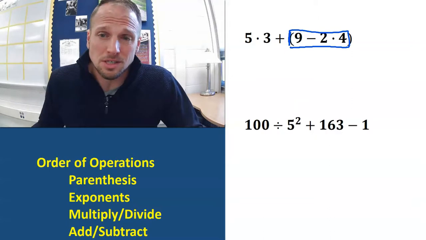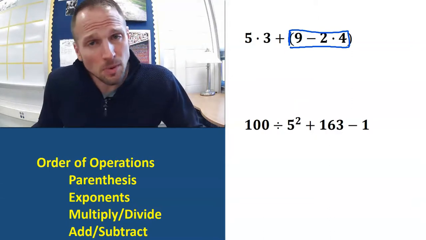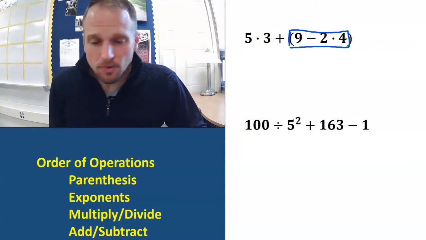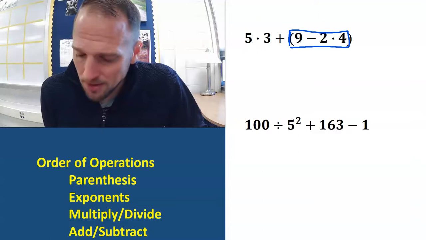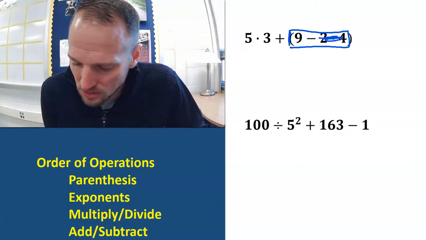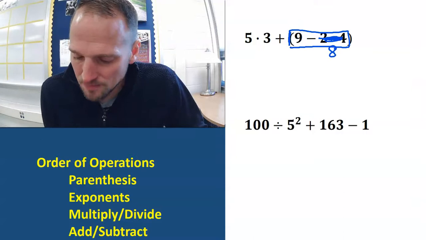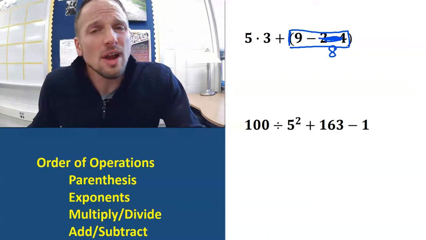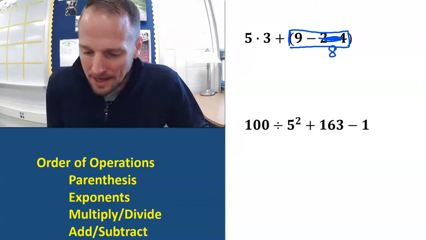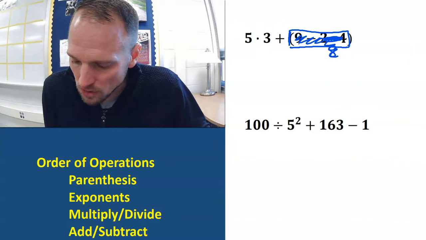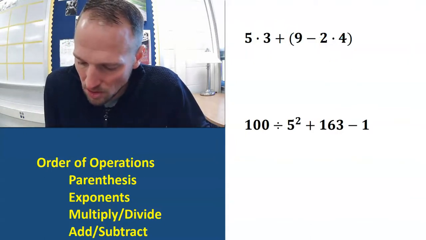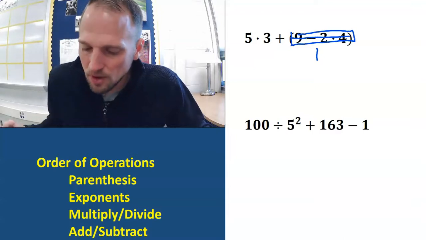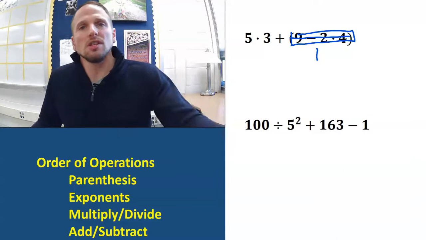Are there any parentheses? No. Are there any exponents? No. Is there any multiply, divide? Yes, there is. Work it left to right. So look in here. 2 times 4, that's just going to be 8. All right, still in that parentheses. Working left to right. Are there any add, subtract? Yes, there is. Work it left to right. 9 minus 8 is 1. So all of this parenthesis right here, just work down to 1. All of that is just 1. All right, so now let's go back. We just did the parenthesis.